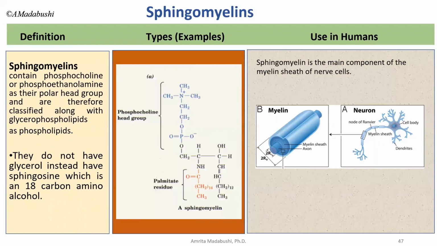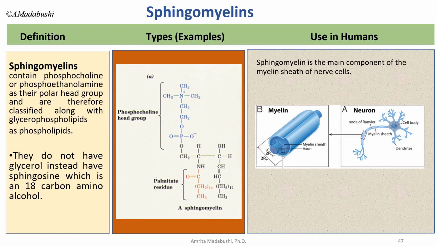Why are we studying sphingomyelin? That seems like such a funny name, because sphingomyelin is the main component of the myelin sheath of your nerve cells. Your nerve cells, when they're relaying signals, need to be protected, so they are protected by the myelin sheath. If they're not protected, they will lose signal, and that will not be good for transferring the signal. So what is the definition of sphingomyelin? Sphingomyelin contains phosphocholine or phosphoethanolamine as its polar head group, and therefore is classified along with glycerophospholipids. They do not have glycerol, they have sphingosine.